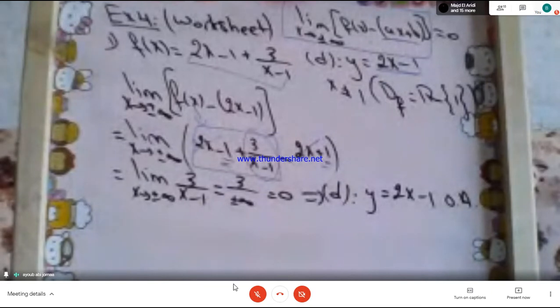We still have now the relative position, the second part of the question.